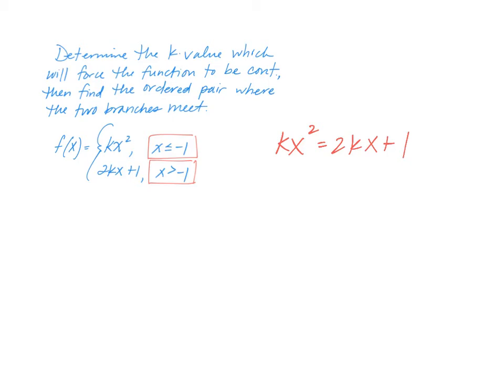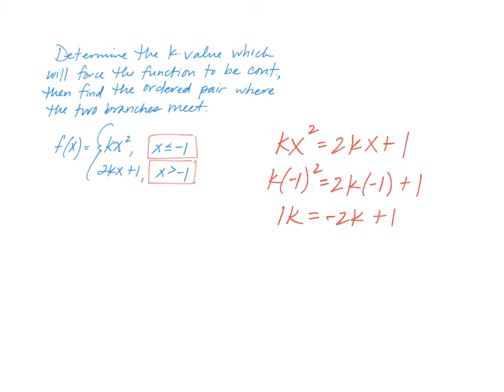Now, once we have the two functions equal to each other, we will substitute in the x value, which is -1, being very careful with parentheses here when I'm squaring. My next step will be to simplify algebraically. -1 squared is +1, so I'll have 1k, which I could also write as just a k. I have 2k times -1, which will be -2k plus 1.